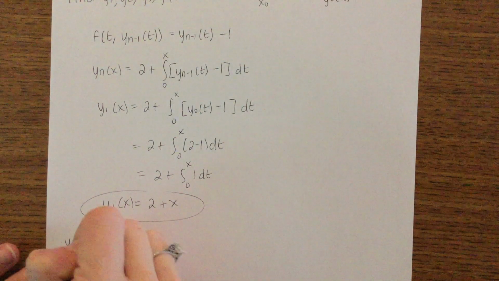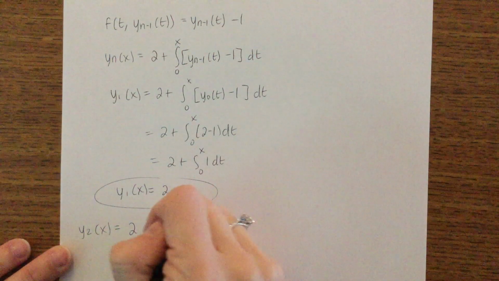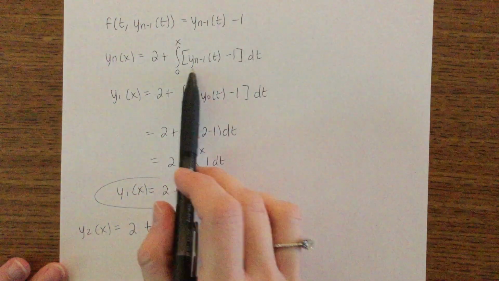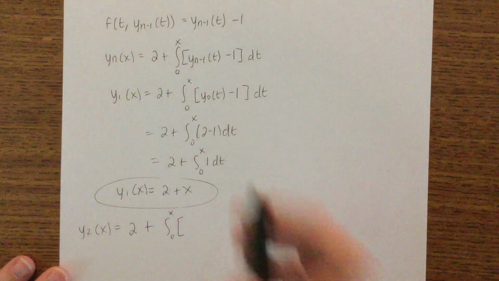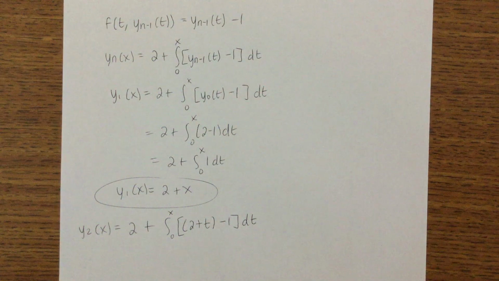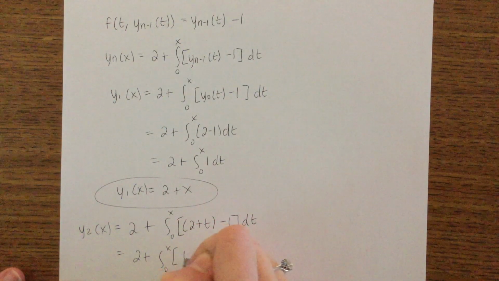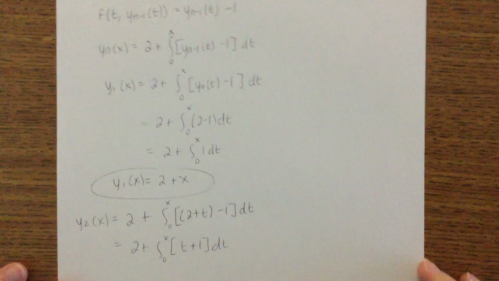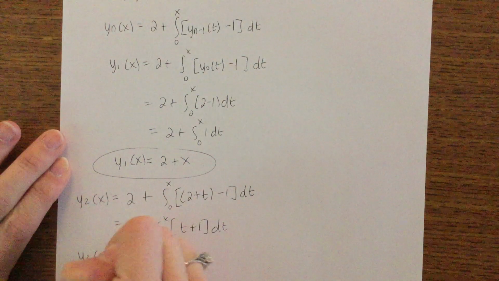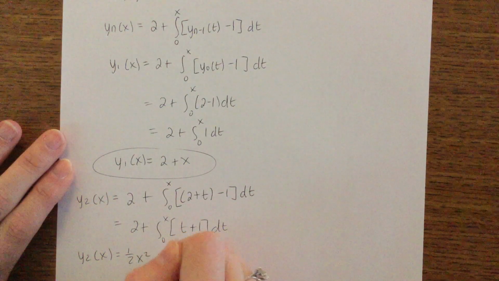So y2 of x is always going to be the y that you started with. You're still integrating from 0 to x, and then you take the previous y and subtract 1. So you're going to take 2 plus t, in this case, minus 1 dt. So this is 2, and then integrate from 0 to x of t plus 1 dt. So y2 of x then will be 1/2 x squared plus x plus 2.